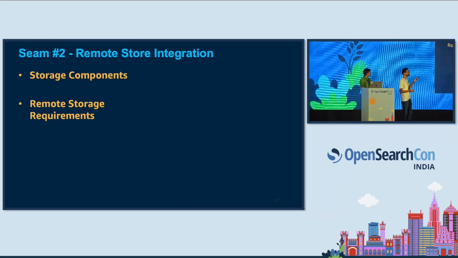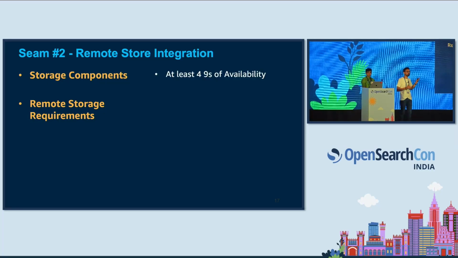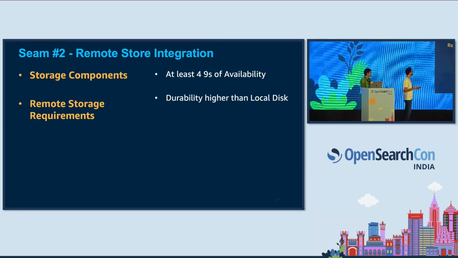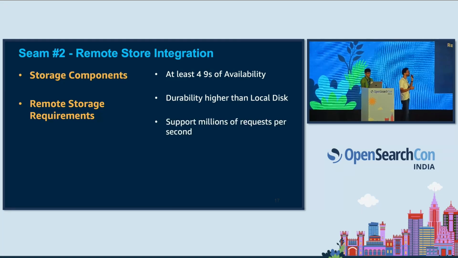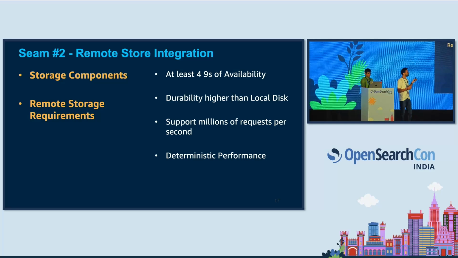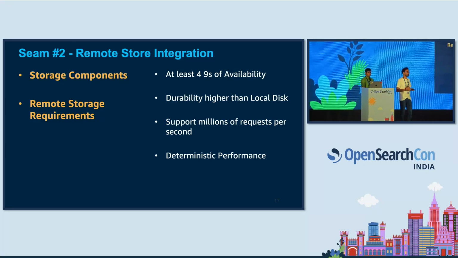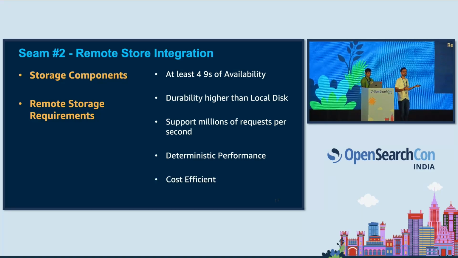And these are the requirements that we have from the remote store. First of all, it has to have high availability, at least 4 nines, because most of the applications that we run today, we try to keep 4 nines of availability. If we choose a remote store which has lower availability, that means our application's availability is bound by that remote store. Of course, it has to have higher durability than the local disk. Otherwise, what's the point of having a durable store? It should support millions of requests per second. Also, its performance should not degrade with increased throughput. And in the end, it has to be cost efficient.